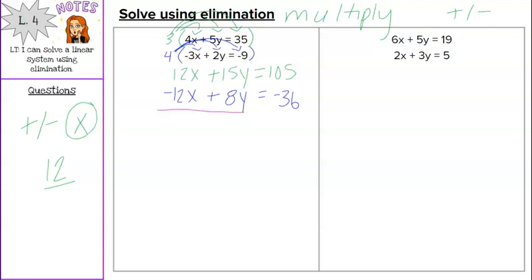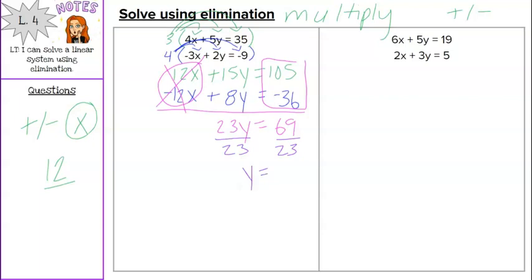And now when we look, we see opposites now. 12x and -12x are going to cancel. And now I can just add up the rest of these. So I get 23y equals 105, take away 36 is 69. The last step, we'd solve for y, divide by 23, divide by 23. We get y equals 3.